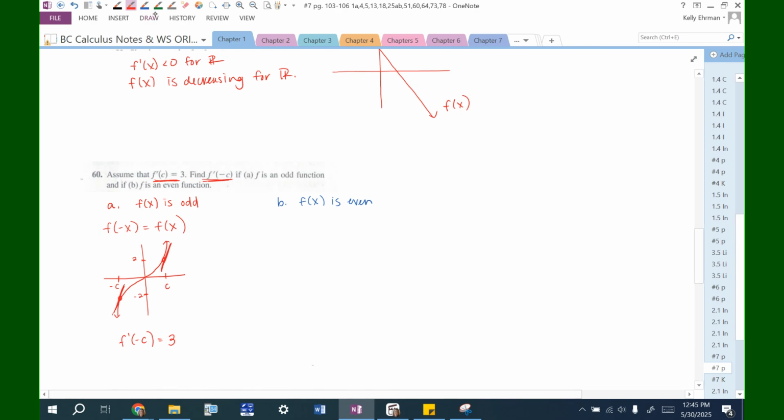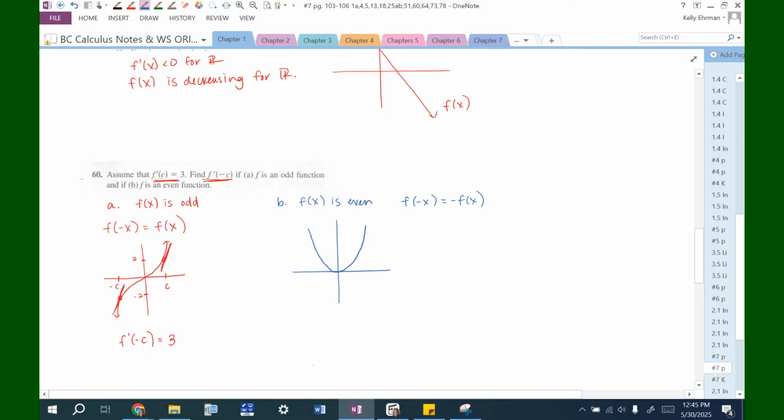And then what if we have an even function? Let's sketch an even function. I always go for the classic parabola. I have an even function because even means f of negative x equals f of x. But remember that the rule doesn't have to be true with derivatives.